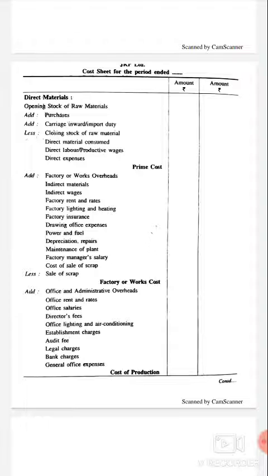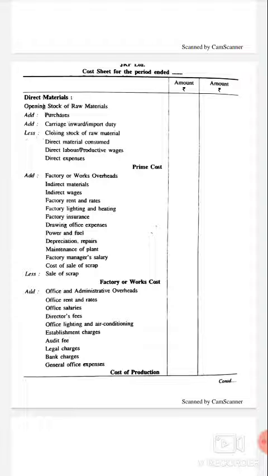First of all, direct material. Opening stock of raw material, add purchase, add carriage inward or import duty, and less closing stock of raw material. Net amount will be charged as direct material consumed.